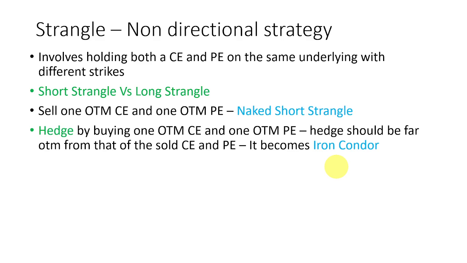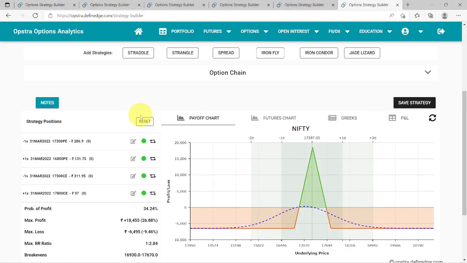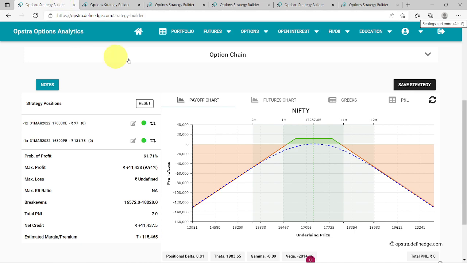So what a Strangle is: it's a two-leg strategy in which we hold a put and a call option, that is, call and put options of the same underlying with different strikes. Let me just show you an example here. So this is the same application that I'm using. So this is a Strangle. If you see, I have taken two options. One is the 17,800 call option and the 16,800 put option.